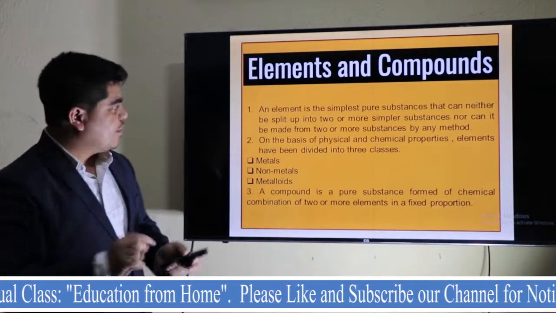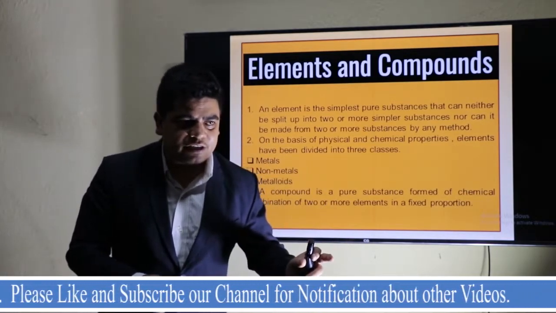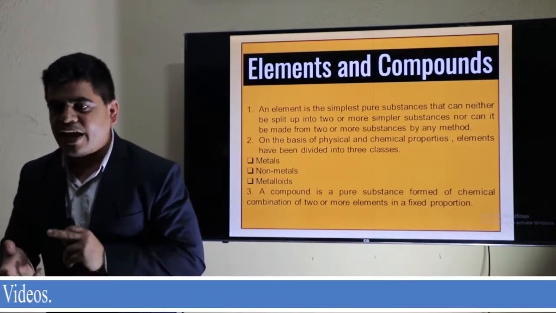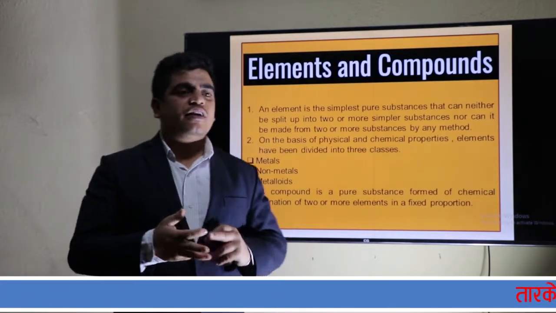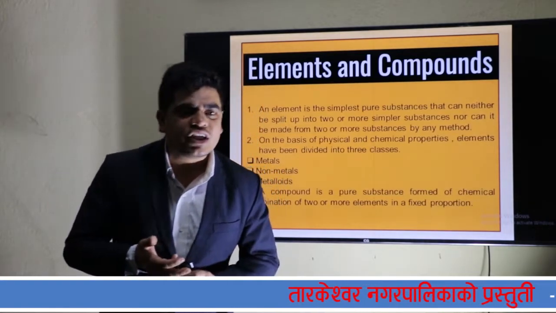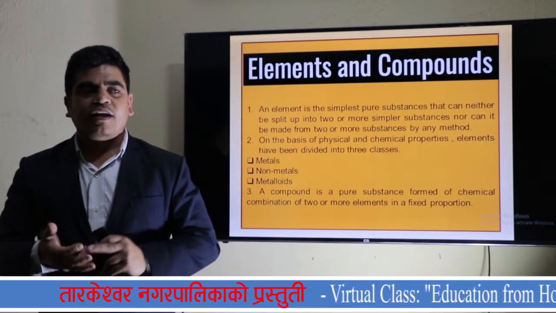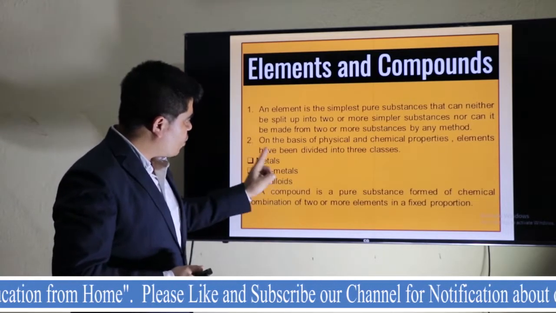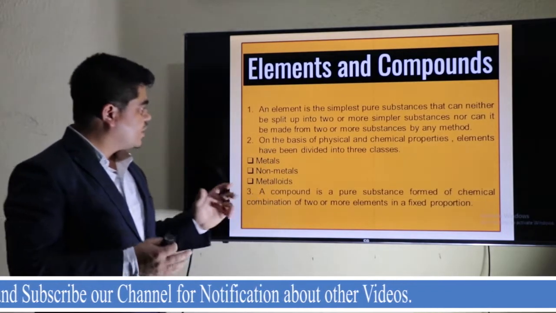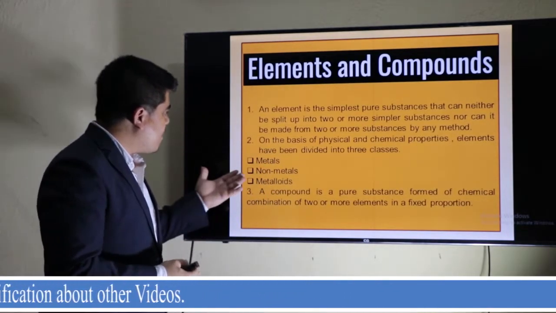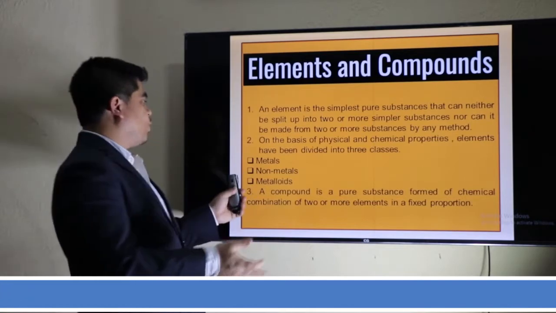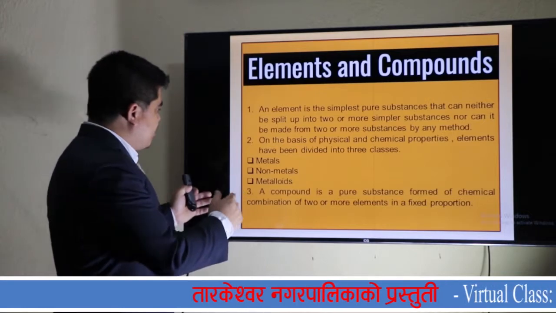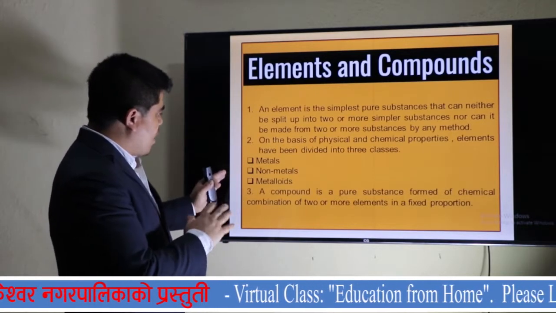On the basis of physical and chemical properties, elements are classified into metals, non-metals and metalloids. Metals are good conductors of heat and electricity. Examples of metals are iron, copper and gold. Talking about non-metals, they are bad conductors of electricity.